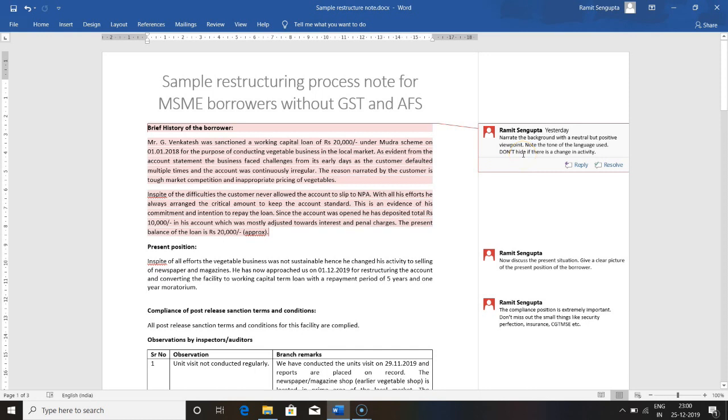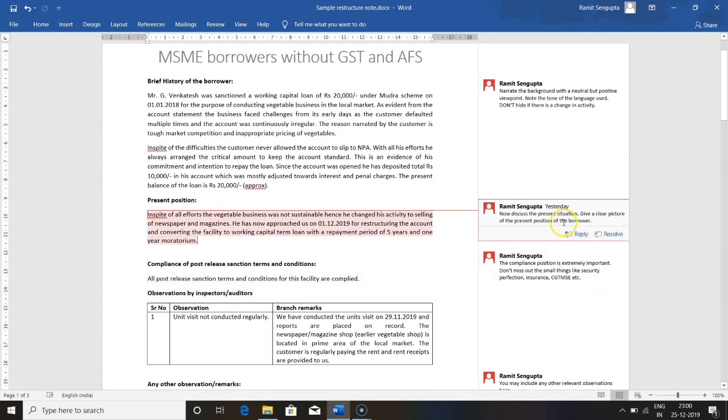So, how to go about it? Narrate the background with a neutral but positive viewpoint. Note the tone of the language used. Don't hide if there is a change in activity. Now discuss the present situation. Give a clear picture of the present situation of the borrower.